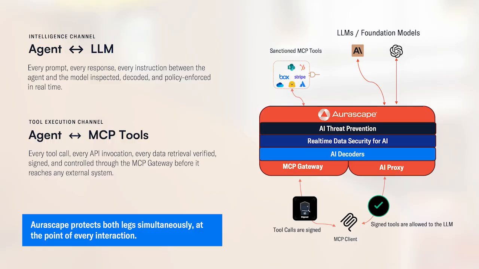We see what the agent was told to do and what it actually can execute. And that's the key difference. We are not just inspecting traffic, we are enforcing full intent.